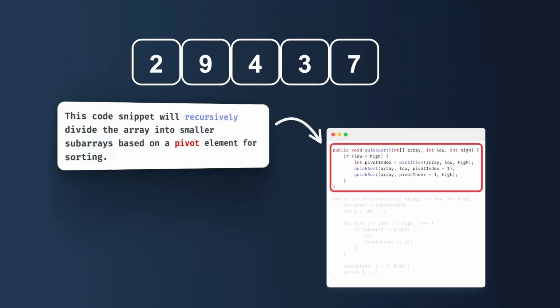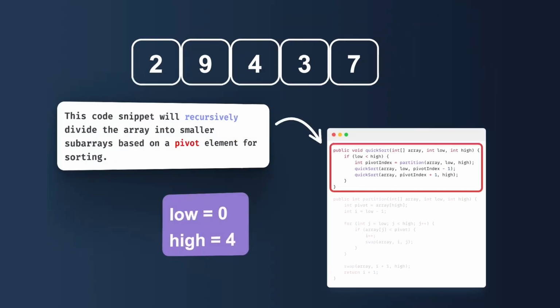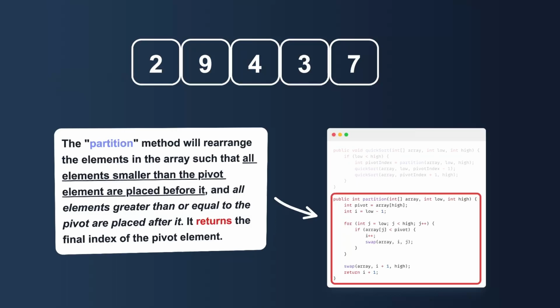element for sorting. Since 0 is less than 4, which is the low less than the high, we go into the partition method with the same parameters. The idea of the partition method is to take any elements less than the pivot and move them to the left of the pivot, and any that are greater than or equal to the pivot, move it to the right.